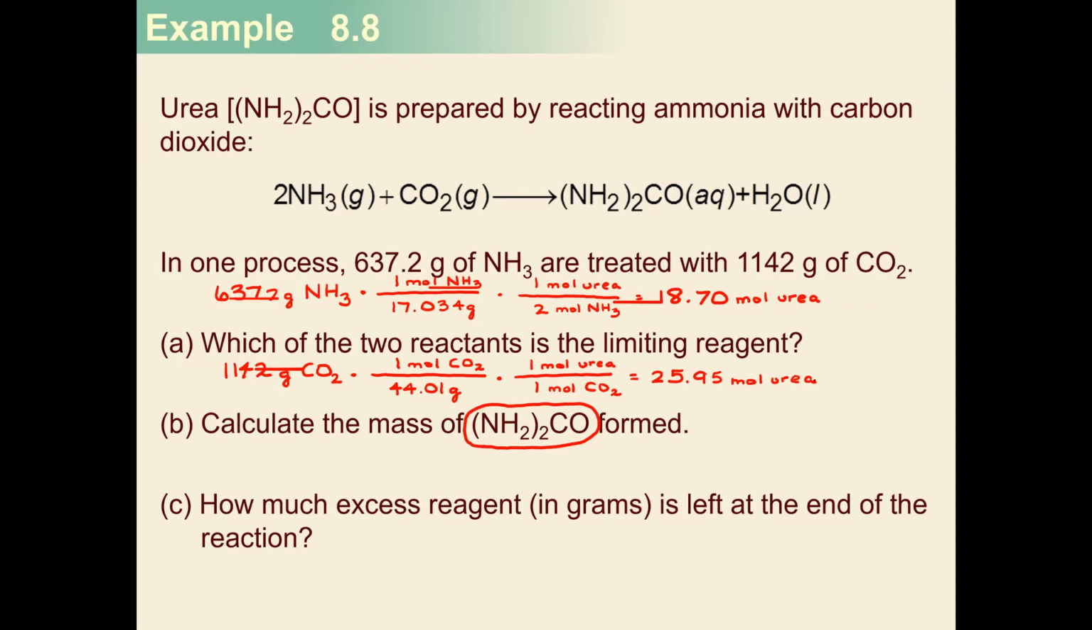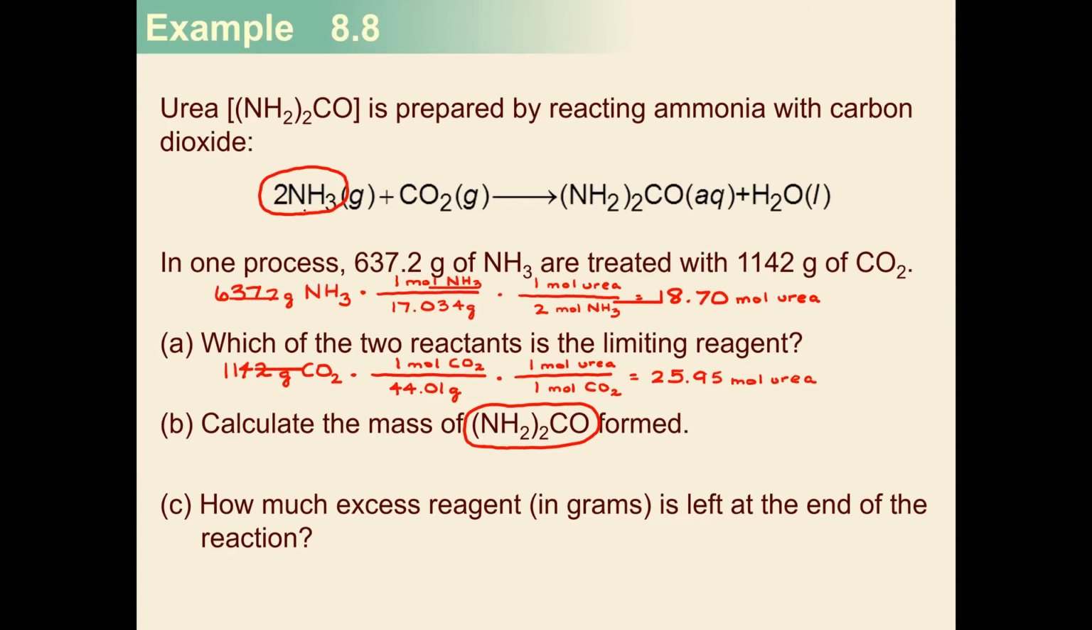So now, which one can form the least amount of moles of urea? And as you can see here, our limiting reagent is going to be our ammonia. So you are going to want to select the reactant that forms the fewest moles of product. So that is going to be our answer for A, and we would correctly select the ammonia.